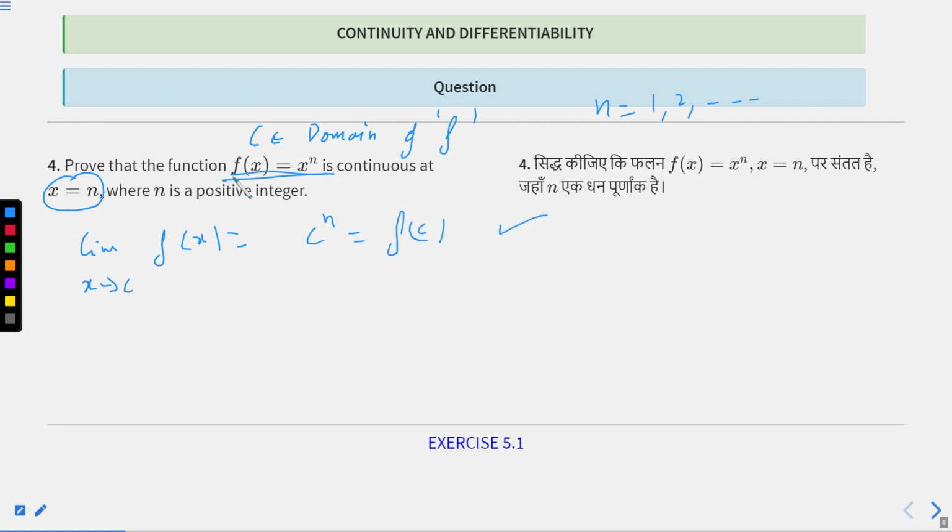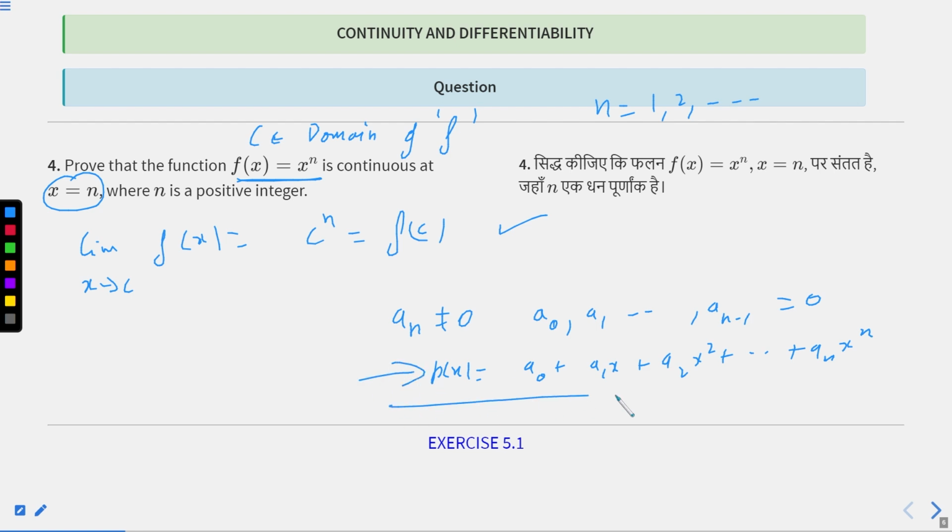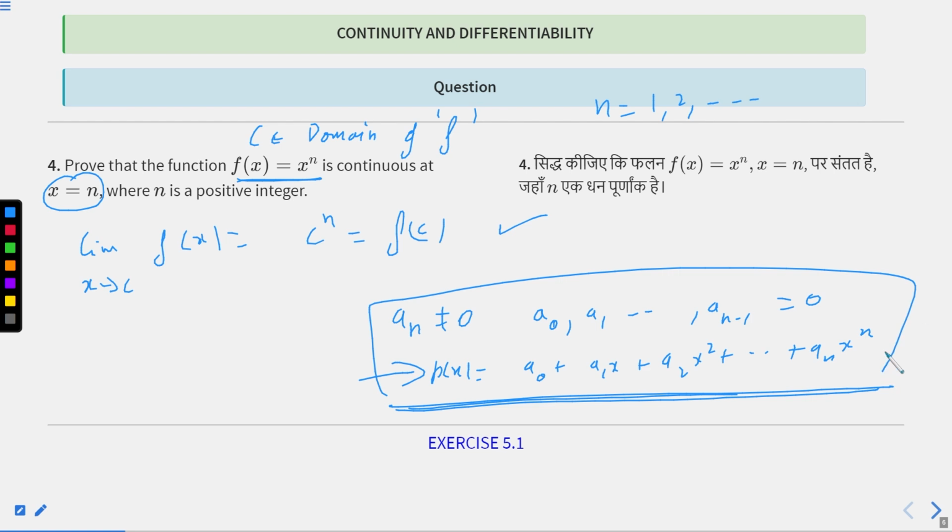And this is a special type of polynomial, where a_n is non-zero and every other a0, a1 till a_(n-1) is equal to 0. In the polynomial p(x) = a0 + a1 x + a2 x^2 + ... + a_n x^n, we have already shown that this is continuous at every point of the real numbers. Clear? I hope that it is clear. Now let us move to the next.